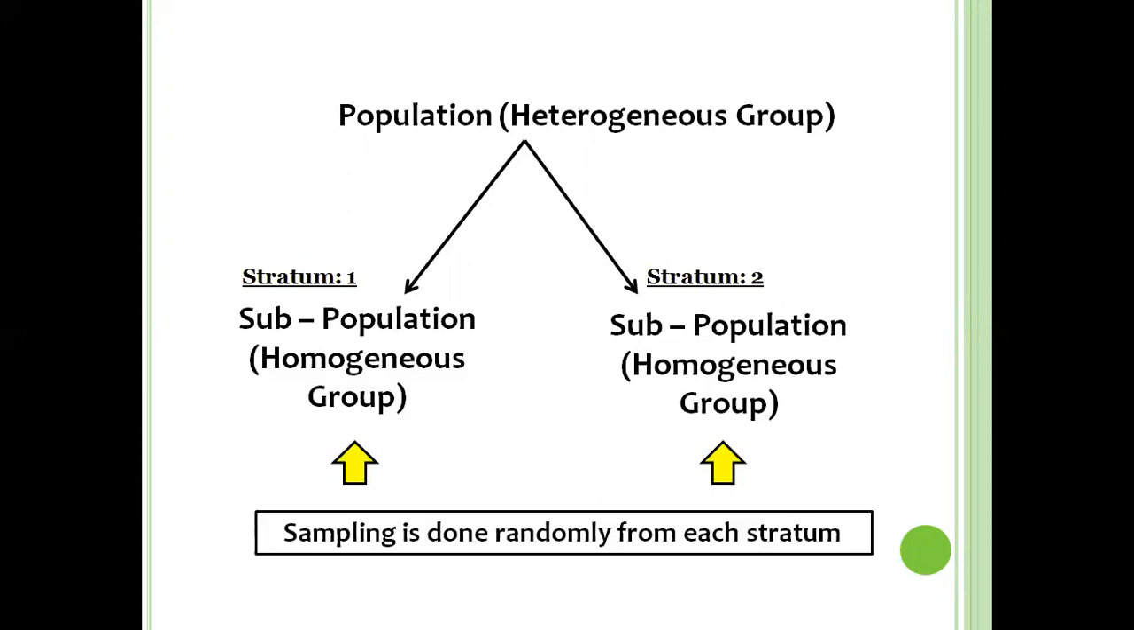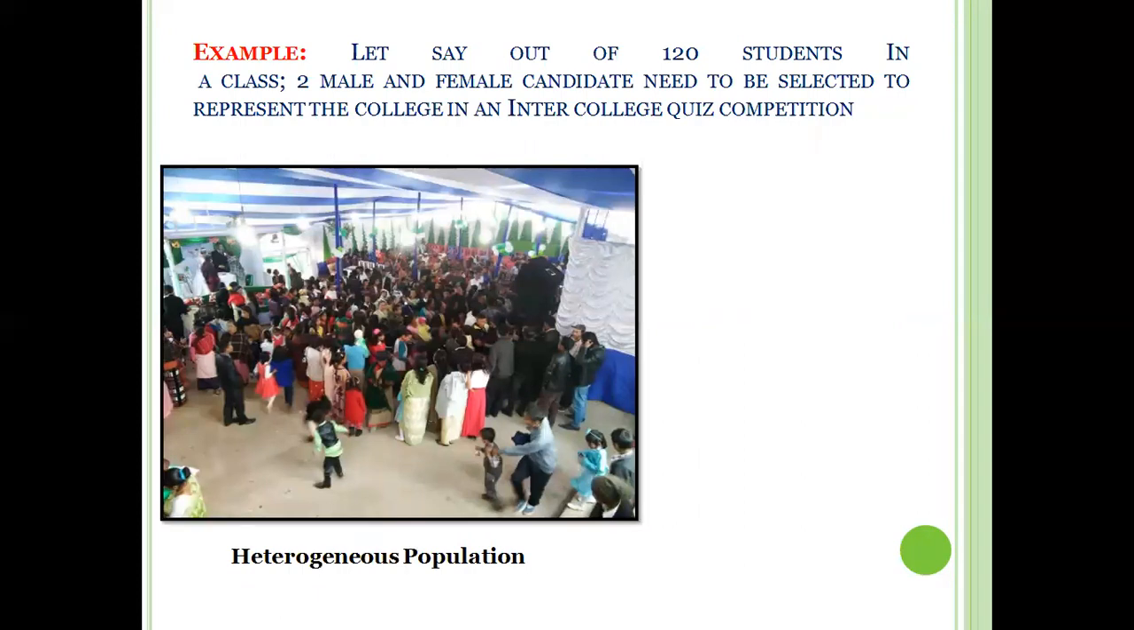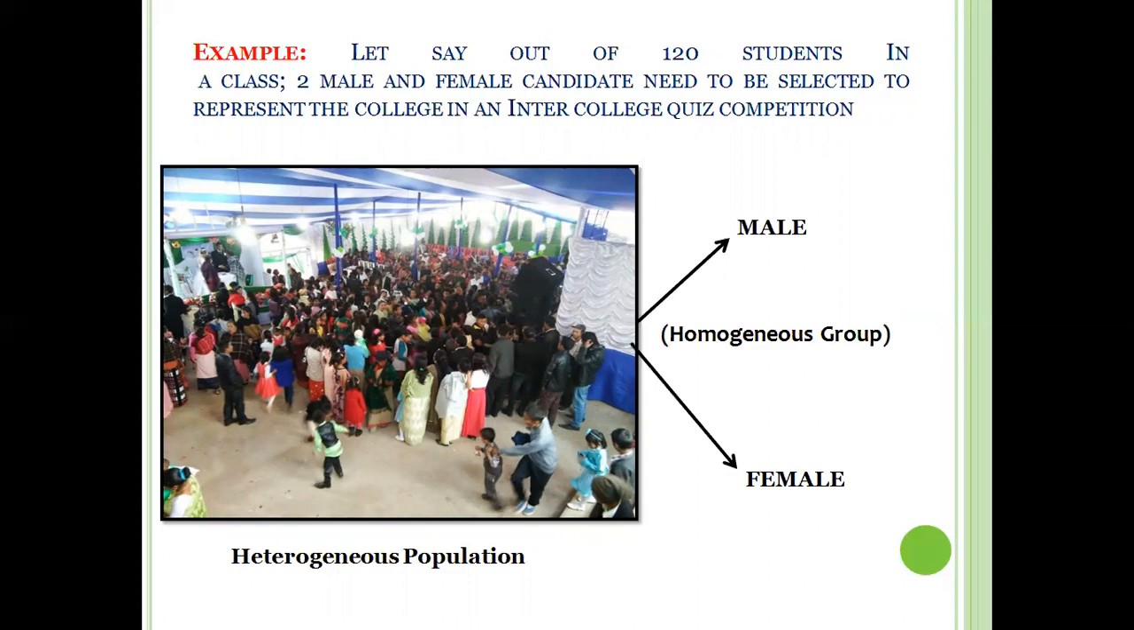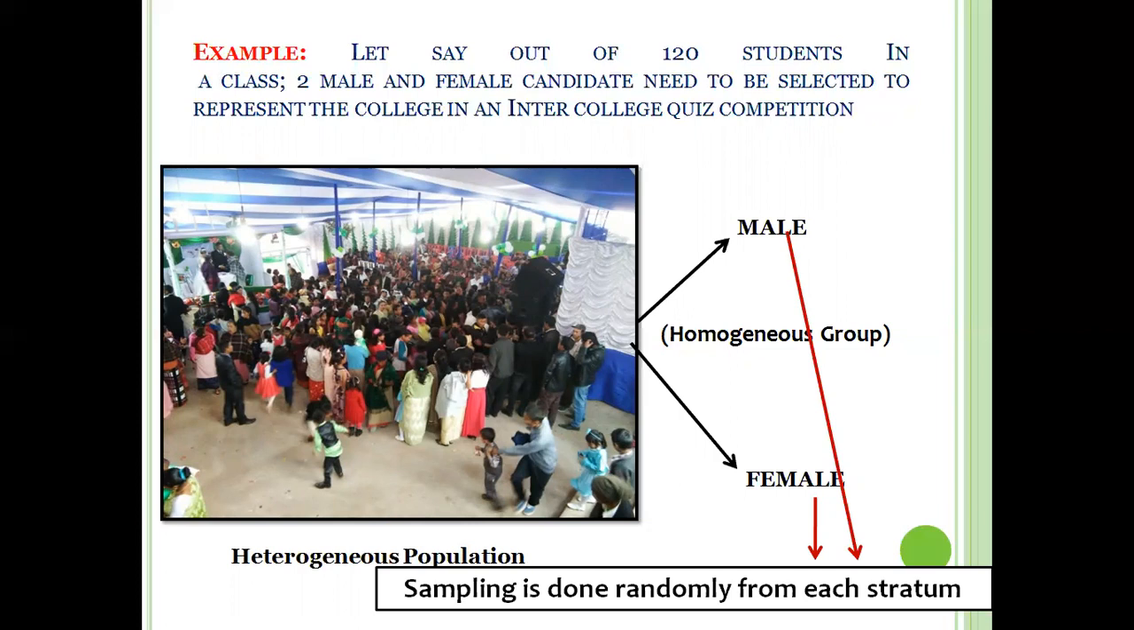To understand this, let's take an example again. Let's say there are 120 students in a class, and we need two students, male and female candidates, who will be selected to represent the college in an inter-college quiz competition. As a class, it will be heterogeneous, isn't it? Because both male and female are included. So we have to stratify the population into homogeneous groups, that is, male and female. Then from these subgroups, two students will be randomly selected, and they will be the representatives of the class in the quiz competition.